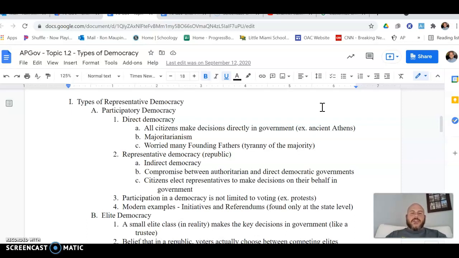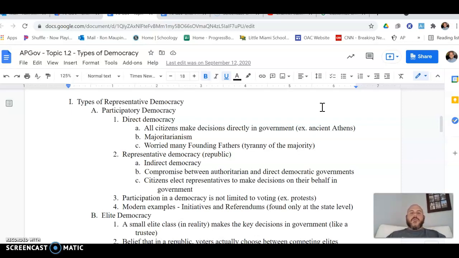Now, a direct democracy, as the name implies, is talking about a government where all citizens make decisions directly in government. In other words, it's where all people vote on all things. Now, this idea of a direct democracy has very deep roots, going all the way back to ancient Athens. We're talking about 2,500 years ago, approximately.